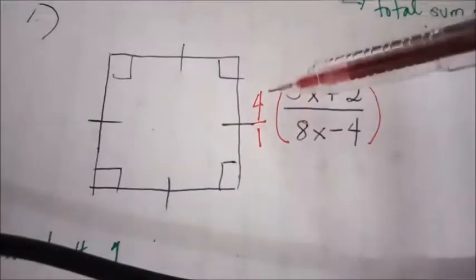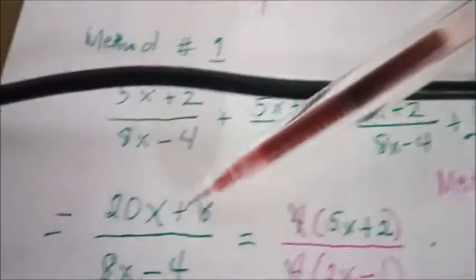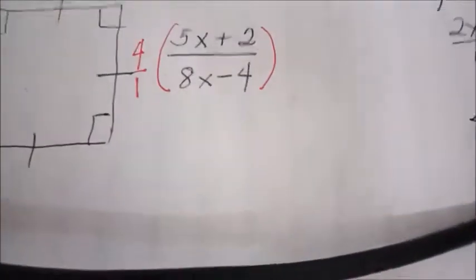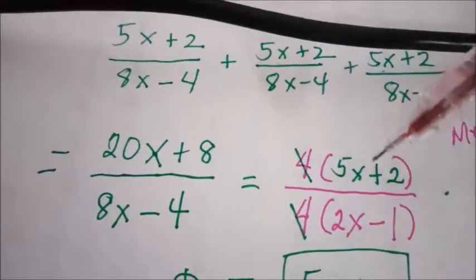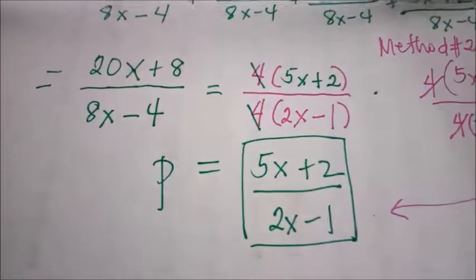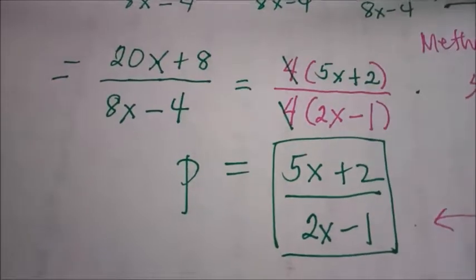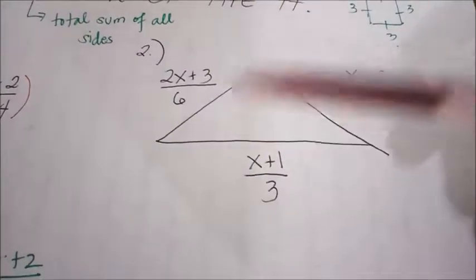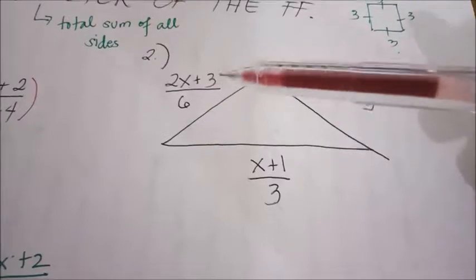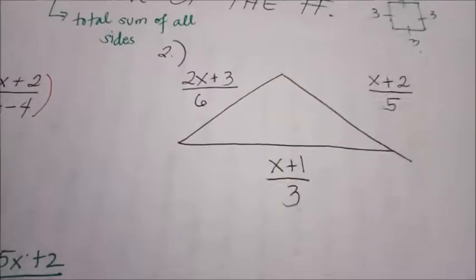Okay? So, if you multiply the 2, 4 times 5x will be 20x. Babalik ka dun. Then, 4 times 2 is 8. Ayun, babalik ka dun. Still, you are going to factor out and then cancel the common factors. And the final answer will be 5x plus 2 over 2x minus 1. Let us have another figure. So, on our given, we have a triangle whose sides are 2x plus 3 over 6, x plus 2 over 5, and x plus 1 over 3.